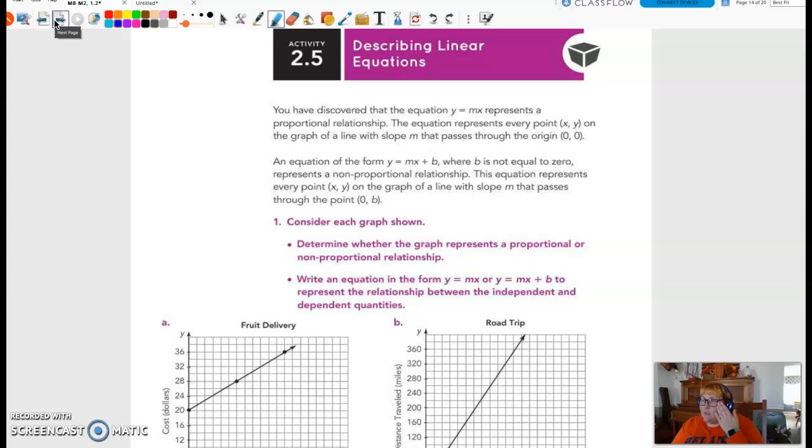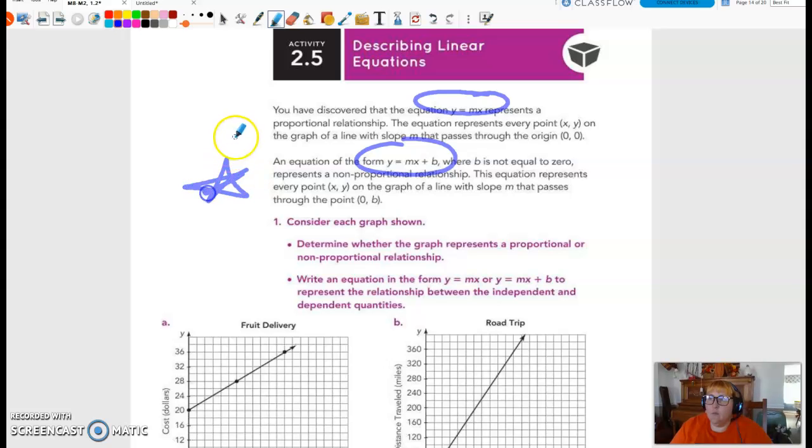Lesson 2.5 says describing linear equations. You discovered that the equation of y equals mx represents a proportional relationship. The equation represents every point x, y on the graph of the line with the slope of m that passes through the origin 0, 0. An equation in the form of mx plus b, where b is not equal to 0, represents a non-proportional relationship. So these are important. If you want to star them or highlight them. This equation represents every point x and y on the graph that has a slope m that passes through the point 0, b, b being wherever it's starting.